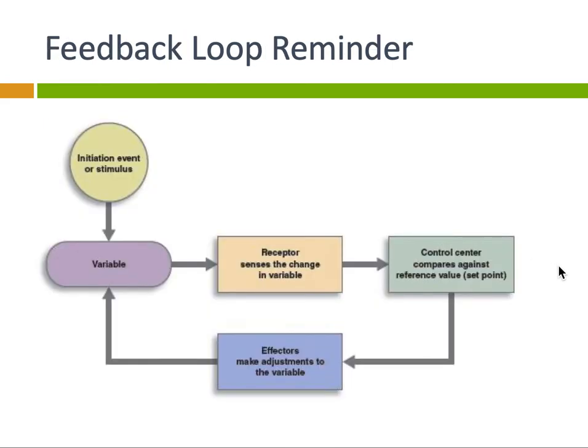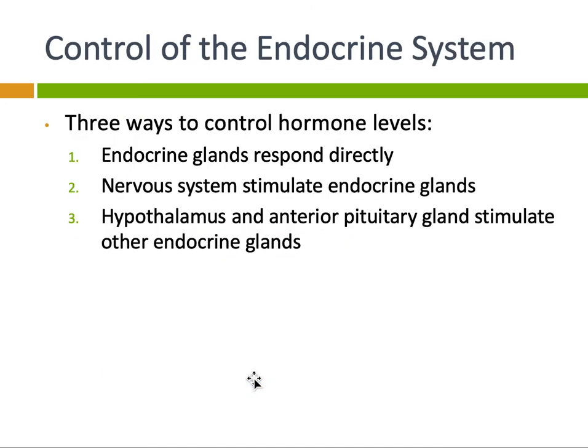Just a quick reminder of feedback loops. You have some sort of variable. In this case, that variable is going to be a hormone. A receptor is going to detect a change in the level of the hormone. It's going to send that to the control center. We'll talk about the control centers in a minute. That's going to compare this to what the set point, what the value of that hormone or the level of that hormone should be. And then the effectors, which are going to be endocrine glands, are going to make adjustments to the level of hormones in the body.